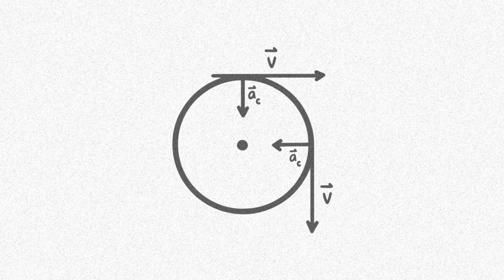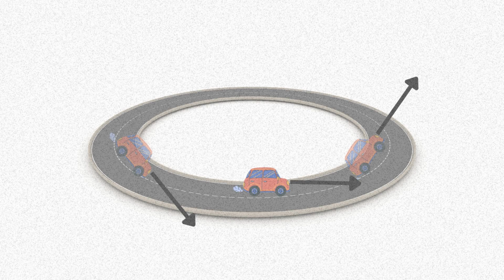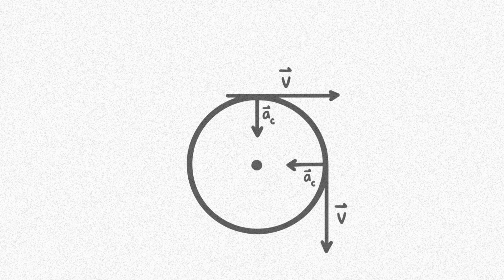Another good example of acceleration is that which happens when an object travels in a circular path. For instance, a car moving along a circular track at a constant speed has a changing direction of motion. According to our definition of a vector, this means that the velocity of the car is changing, but in terms of direction, not magnitude. This means that the car is accelerating, and this type of acceleration is called centripetal acceleration. More on that in a later video.